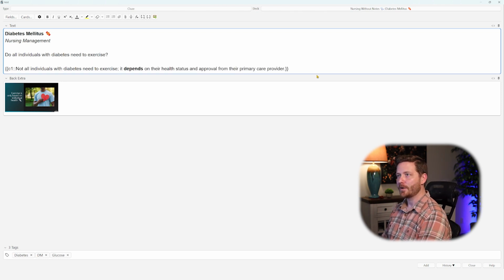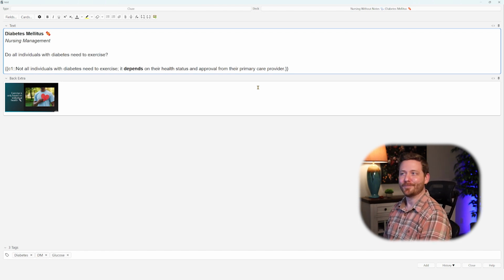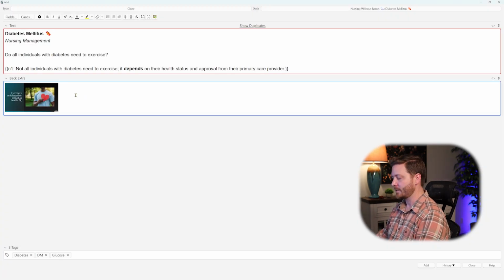But for the most part, exercise is always good. But it just does depend on individuals and their health status. And they do need to get cleared by their physician before they start getting buck wild in the gym. Next up, we have the amount of exercise that we need to do per week.